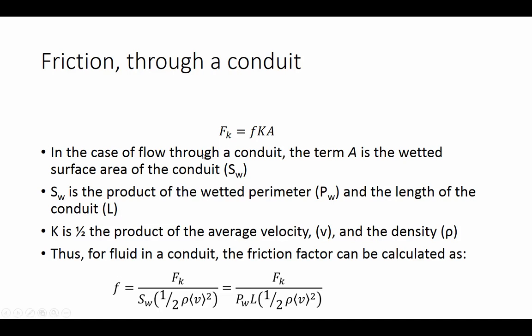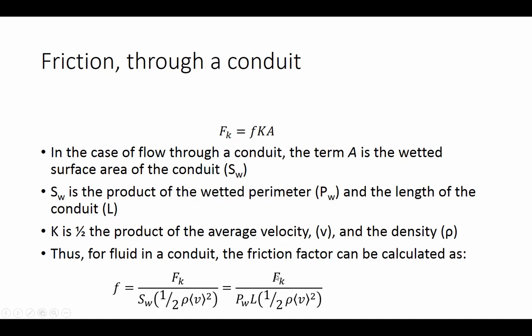In the case of flow through a conduit, the term A is the wetted surface area of the conduit, which can be called SW. SW is the product of the wetted perimeter and the length of the conduit. K is 1/2 the density times the average velocity squared. Thus, for the fluid in a conduit, the friction factor can be calculated with this equation here.